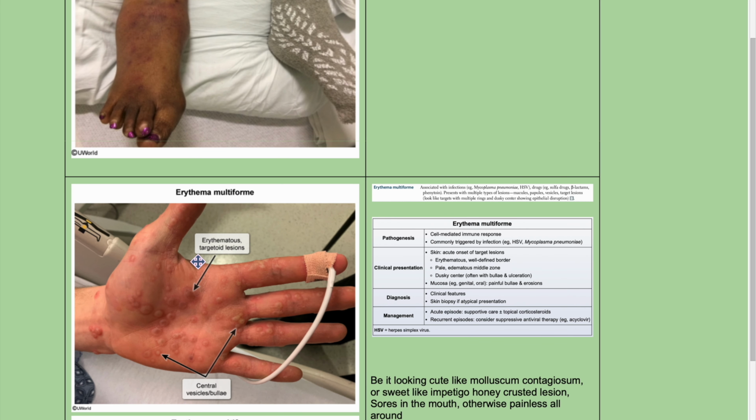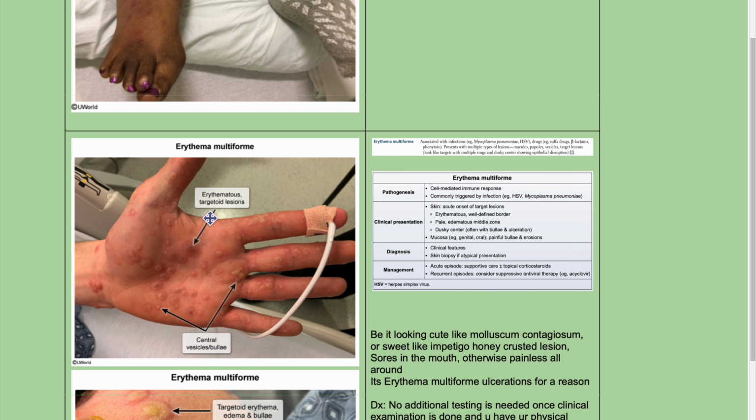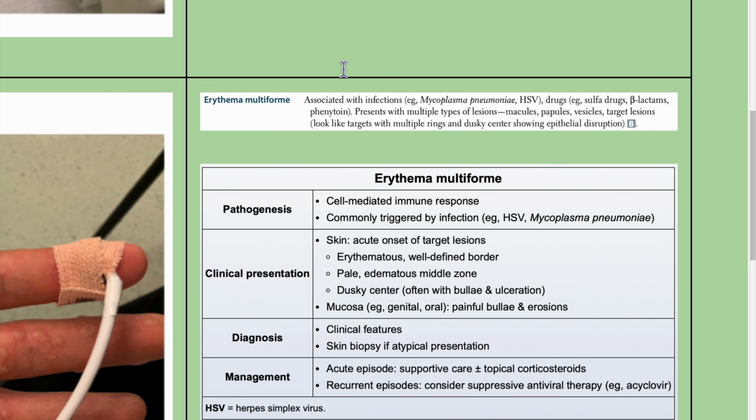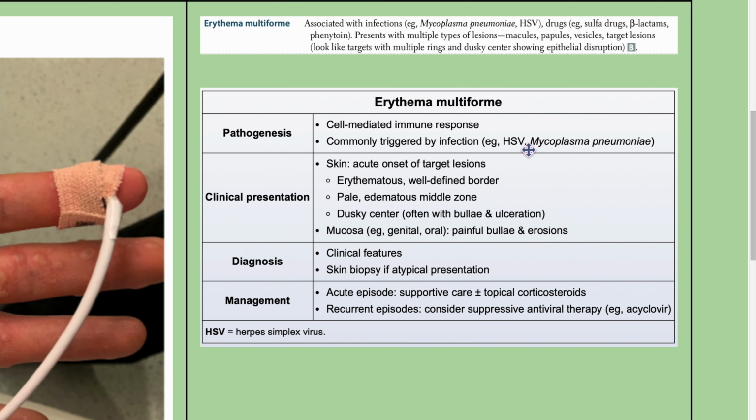Erythema multiforme. This is erythematous targetoid lesions, and there are multiple of them. And there are central vesicles, bullous. Okay, so from First Aid Step 1, erythema multiforme is associated with infection, for example, Mycoplasma pneumoniae or HSV, and drugs: sulfa drugs, beta-lactams, phenytoin. It presents with multiple types of lesions: macules, papules, vesicles, target lesions. Looks like targets with multiple rings and dusky centers showing epithelial disruption.